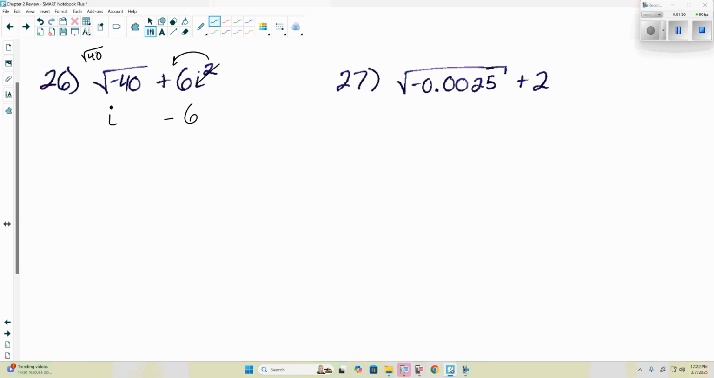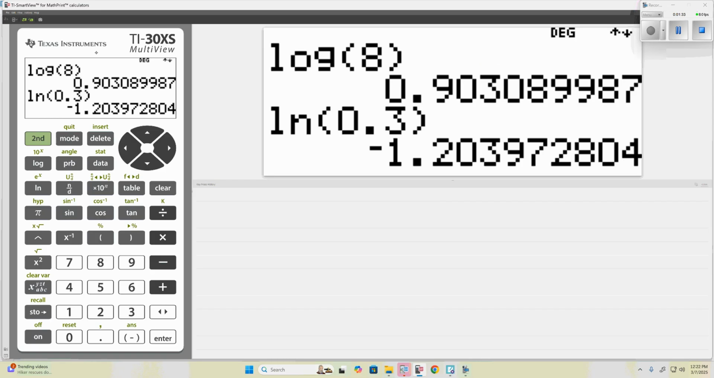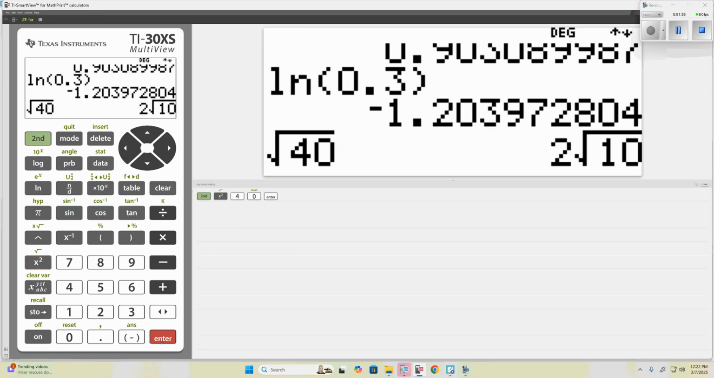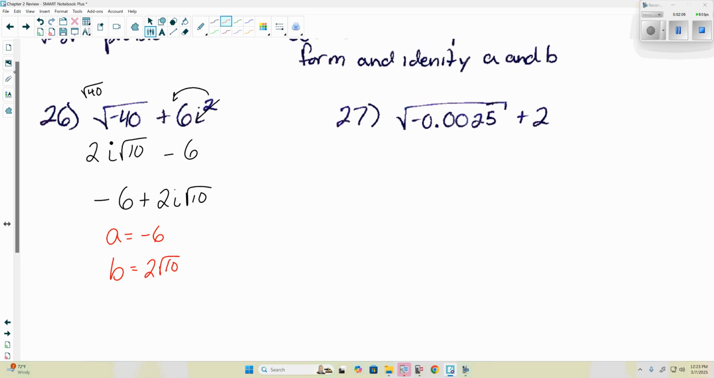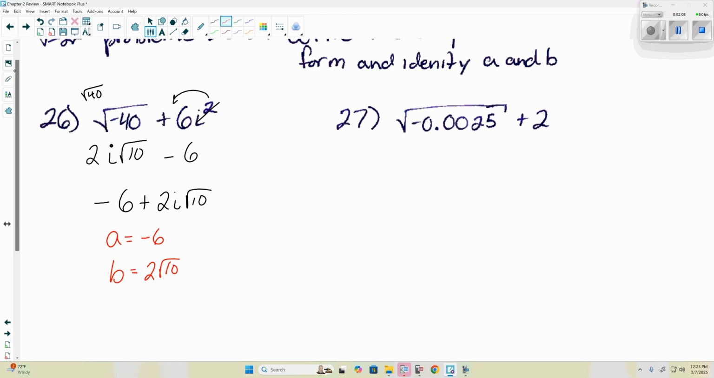At this point we can do this if we want. Square root of 40 is 2 square root of 10. So the square root of negative 40 is 2i square root of 10. So standard form would be negative 6 plus 2i square root of 10. A is our real term, so A is negative 6. B is the real number attached to i, 2 square root of 10. And that's it. It's mainly just converting it into standard form and simplifying.